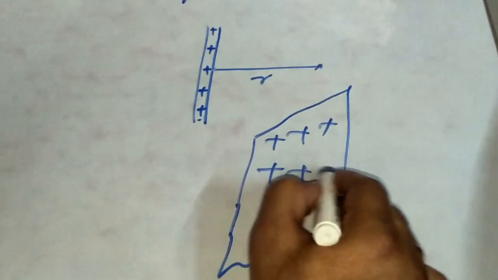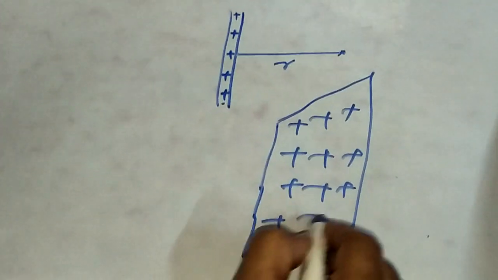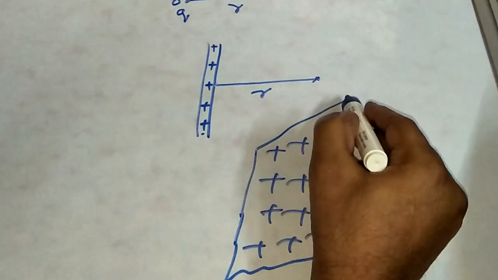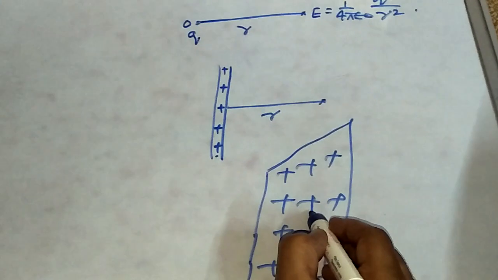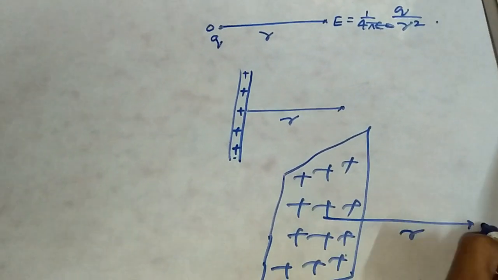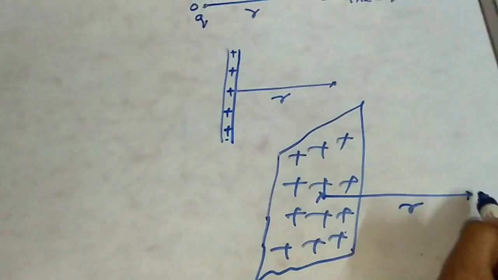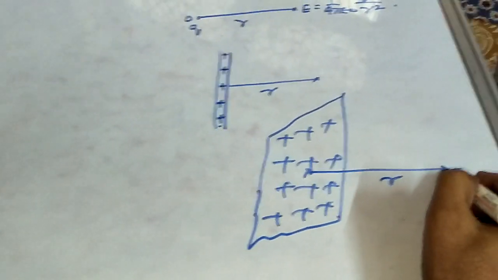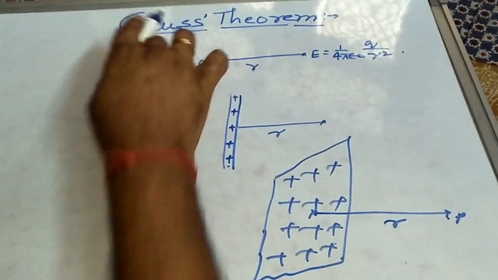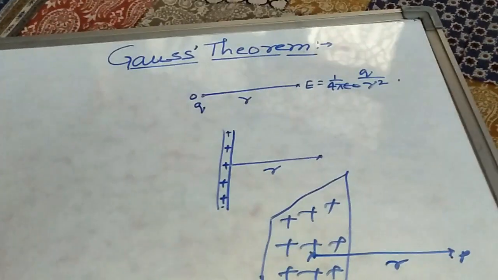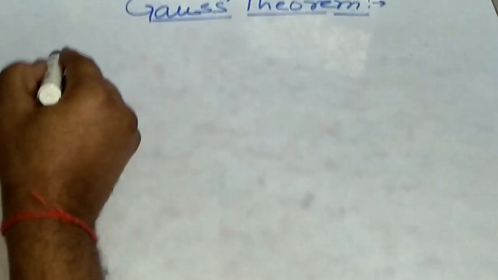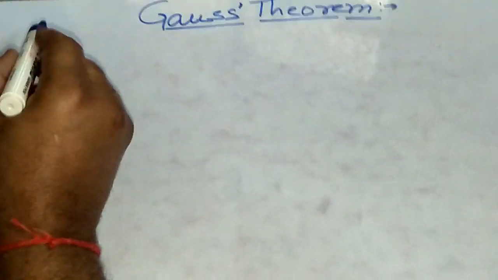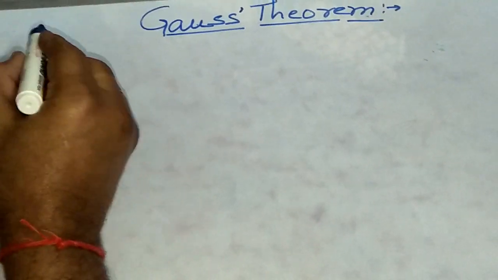Similarly, suppose we take a metallic sheet, and a charge is spread over it, and our aim is to find the electric field due to this sheet of charge at distance r from it. Then also we can find the electric field due to the sheet of charge at point P by using the Gauss theorem. So Gauss theorem is used for finding the electric field due to distribution of charge.